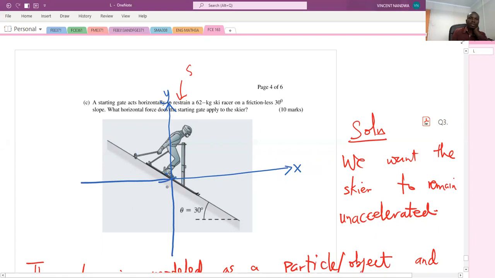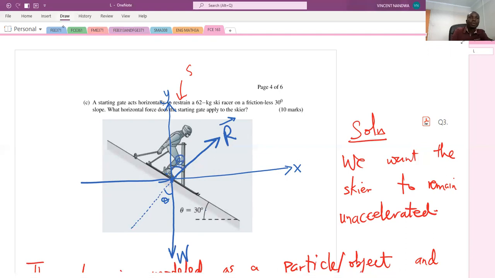So this is what we call the horizontal. This is the vertical. And as we know, because this is a surface, the normal reaction is always perpendicular to the surface. And because this angle is 30 degrees, so you expect this one also to be theta. This way you'll have the weight. And then if this is theta, then we expect this angle also to be theta.